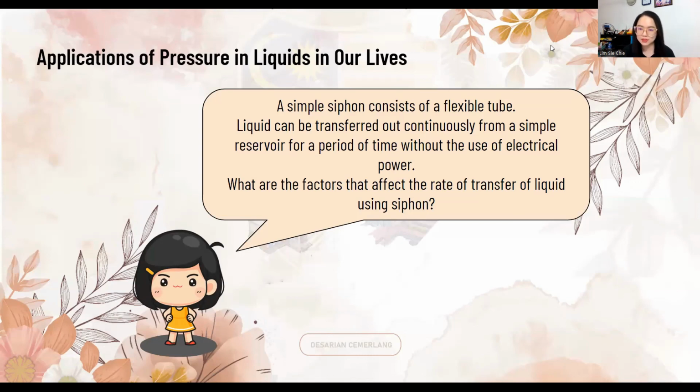So what are the factors that affect the rate of transfer of liquid using a siphon? I'm going to do this activity in groups, so you are going to discuss. There will be a worksheet, and then you're going to try. We are going to discuss this.